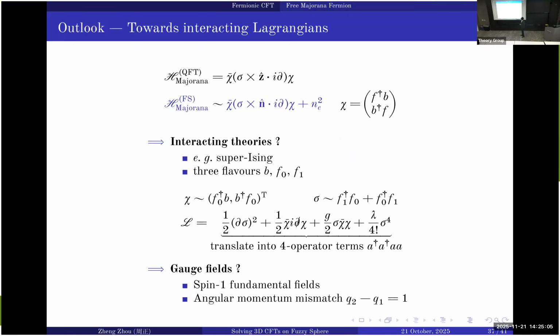In this way, each term in the interacting Lagrangian of the super-Ising can be translated into a full operator term on the fuzzy sphere. In this way, we are pushing towards a dictionary between the Lagrangians and the fuzzy sphere model. Also, can we realize the gauge fields, which are spin 1 fundamental fields, in a similar way, with an angular momentum mismatch, not by 1/2, but by 1?